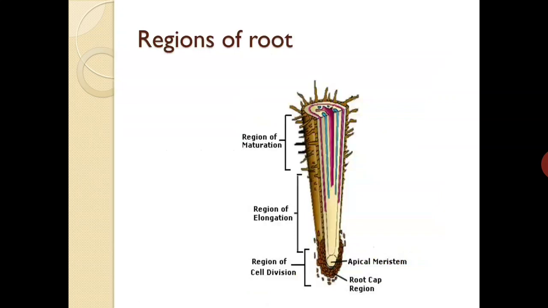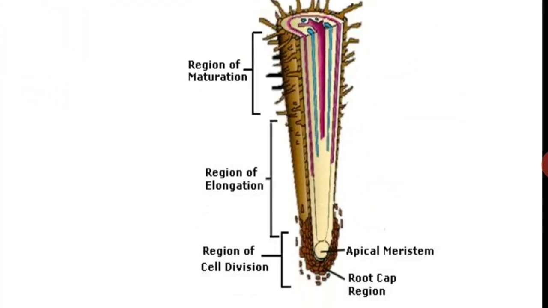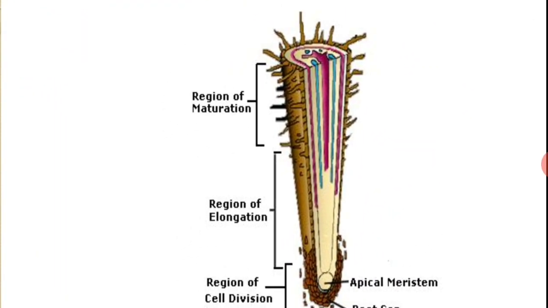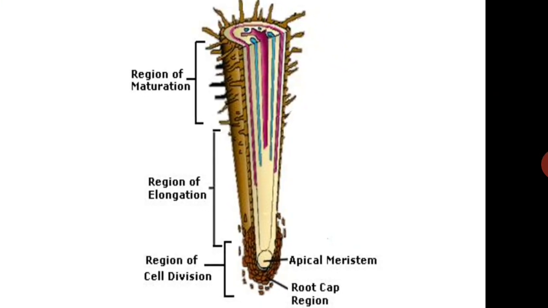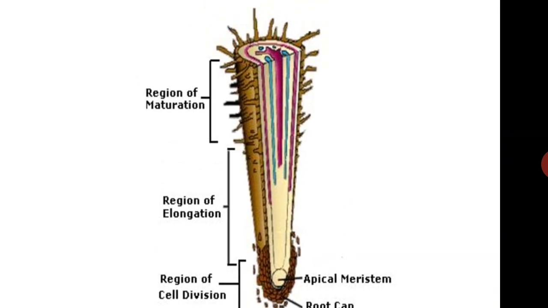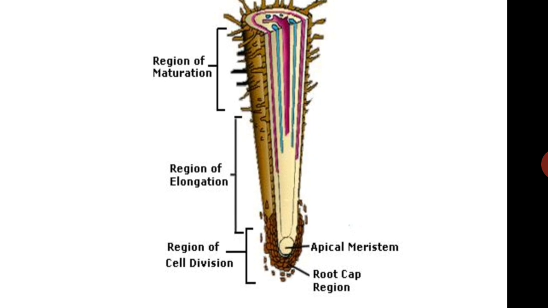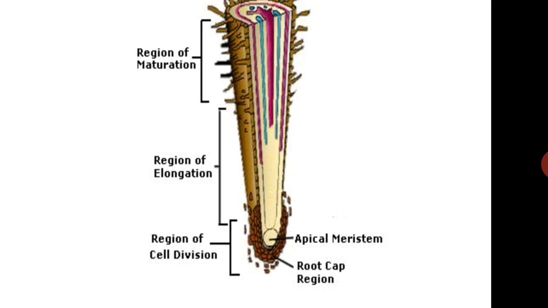Now if we are going to study the regions of the root, in this picture we can see the internal structure as well as external features, the structure of a typical root. You can see it is a taproot system. The lower part is known as the root cap region. It is very hard, responsible to penetrate the hardest soil. And just above the root cap region, there is apical meristem tissue. This tissue is responsible for lifelong cell division and cell growth. So it is known as the region of cell division.